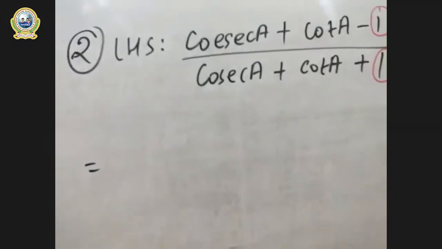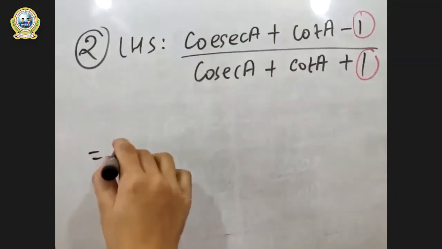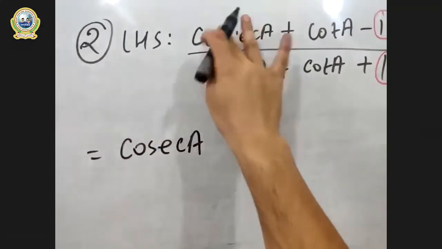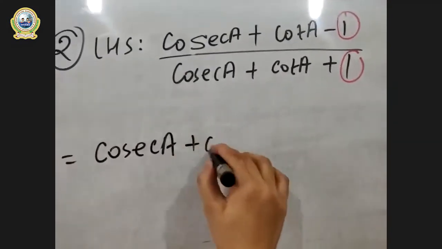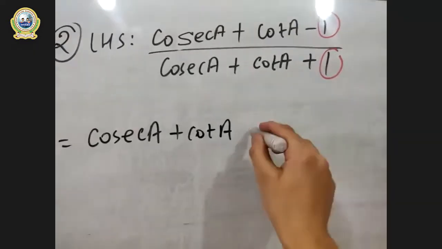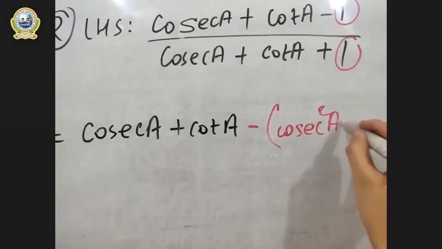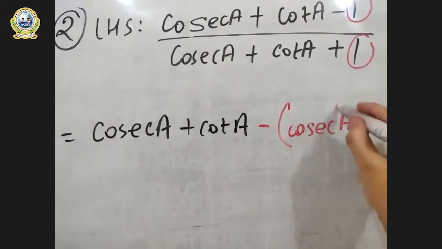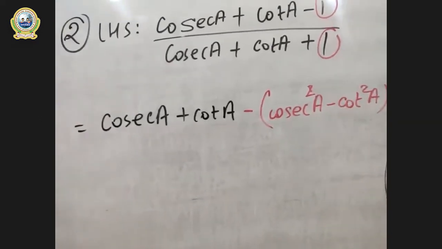Write it clearly, okay? Because this kind of question needs huge space, so write very clearly and maintain clarity. Cosec, C-O-S-E-C, cosec A plus cot A. Is this clear? And let's change the one. It will now be cosec square A minus cot square A, because cosec square minus cot square is equal to 1, right? So this is our conversion for 1.